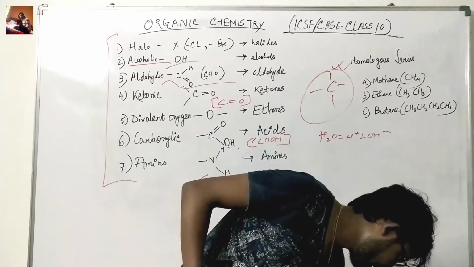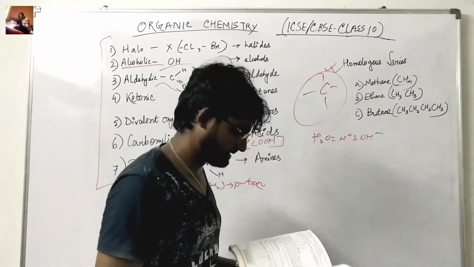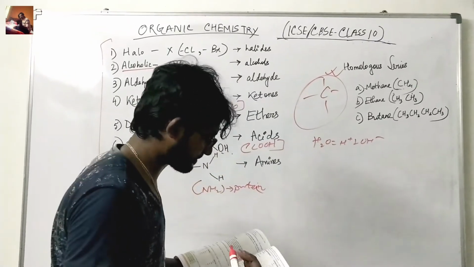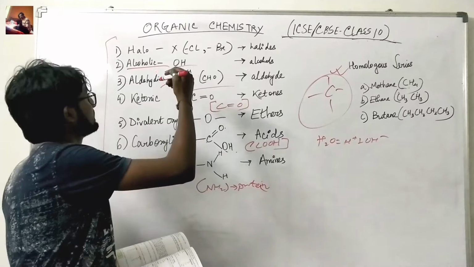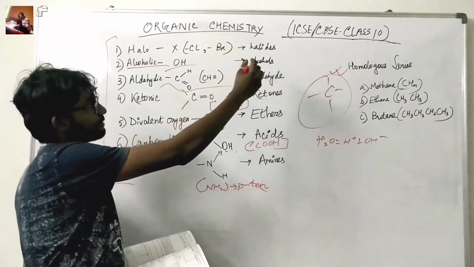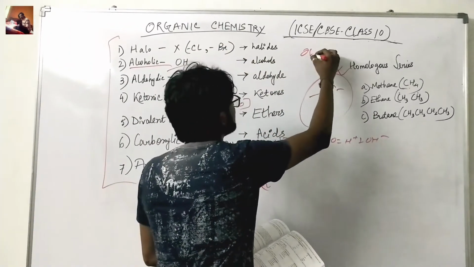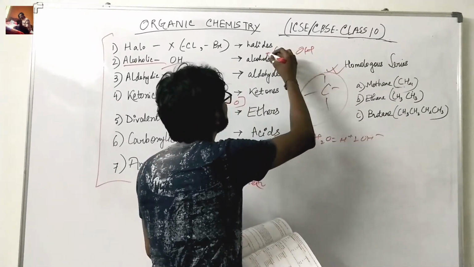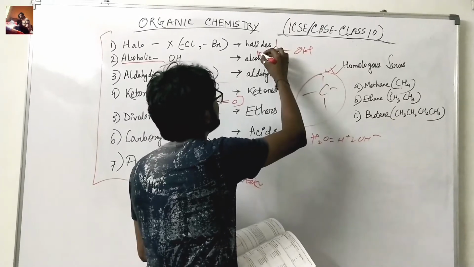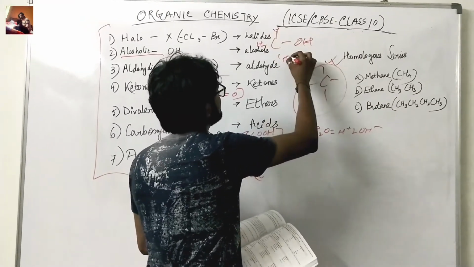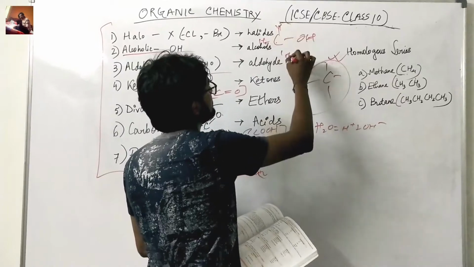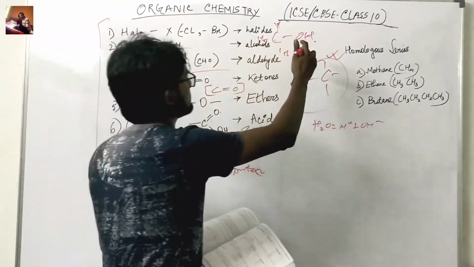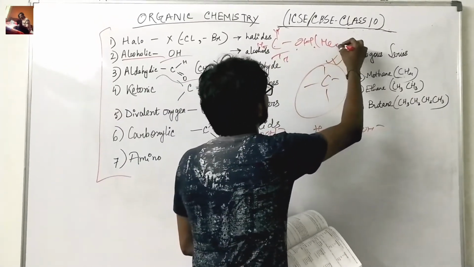For example, if I go with alcohol, like methanol: alcoholic is OH, so OH will be there. C has 4 bonds, so CH3OH, and it is called methanol. Methanol is the first alcoholic structure.